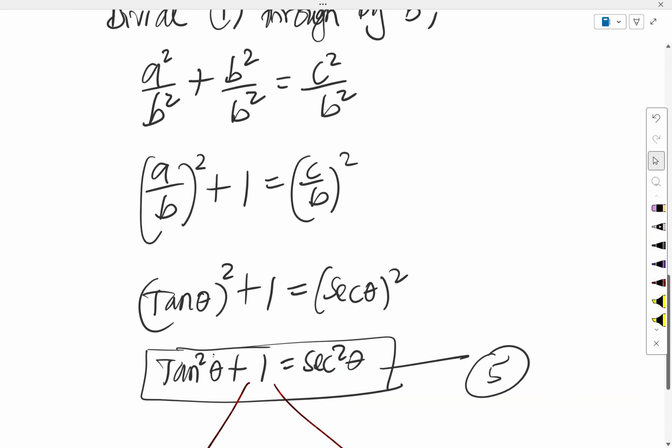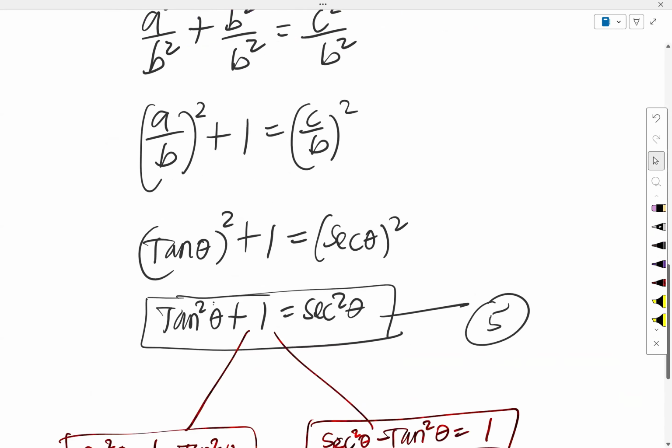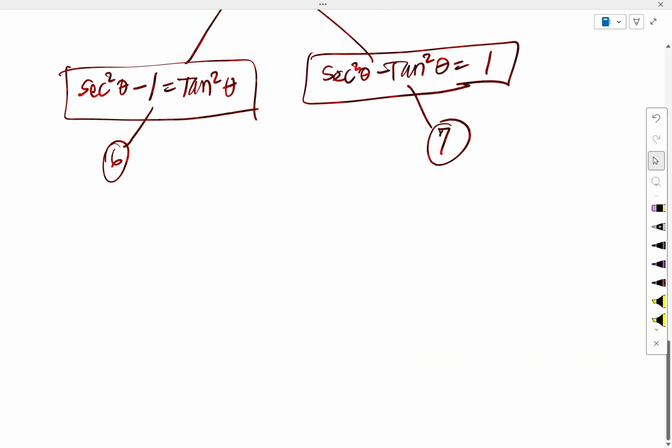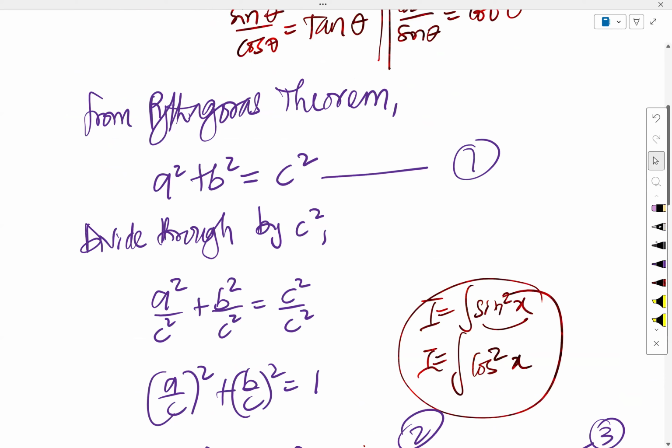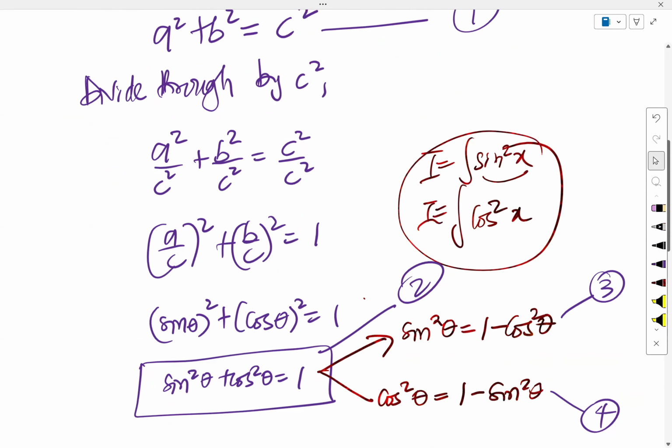Okay, so we divided by c squared, we divided by b squared. Now, can we divide the same equation 1, that Pythagorean identity, a squared plus b squared equals c squared, again by a squared? So that means this is the same equation 1, a squared plus b squared equals c squared, divided by a squared now.